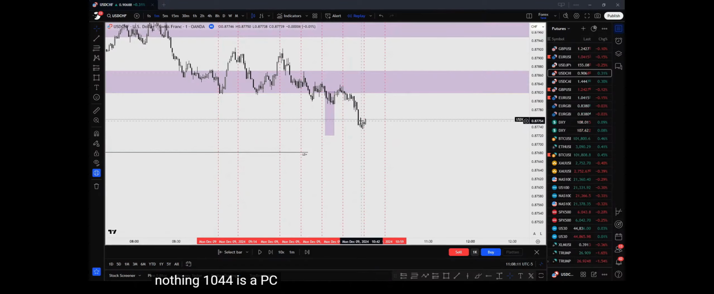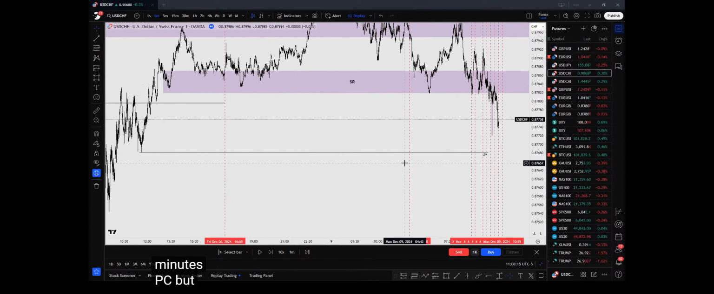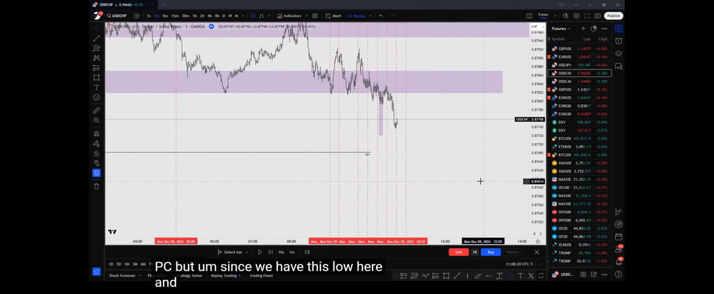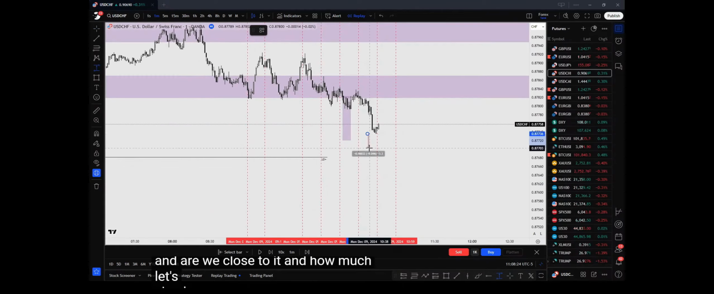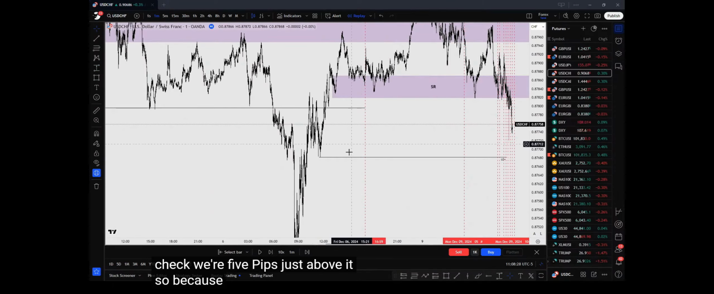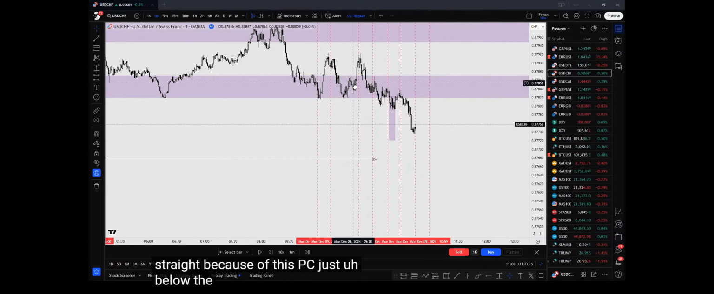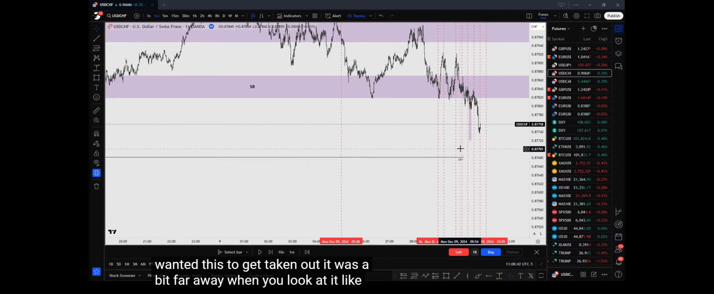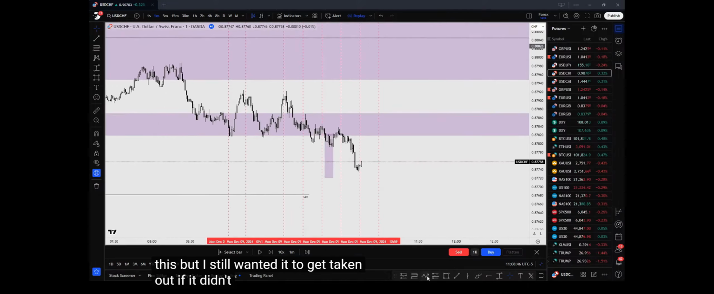10:44 is a PC. It's a good 15 minutes PC. But since we have this low here, are we close to it and how much? Let's check. We're 5 pips just above it. So because of this, I didn't enter this trade. Because of this PC just below the 9 a.m. open, I ignored it. I wanted this to get taken out. It was a bit far away when you look at it like this, but I still wanted it to get taken out.